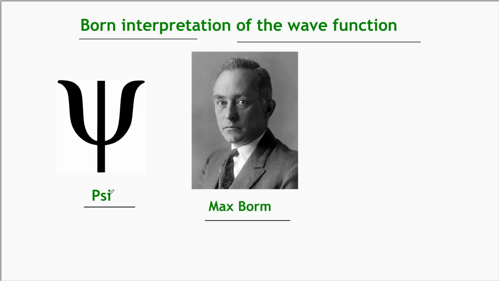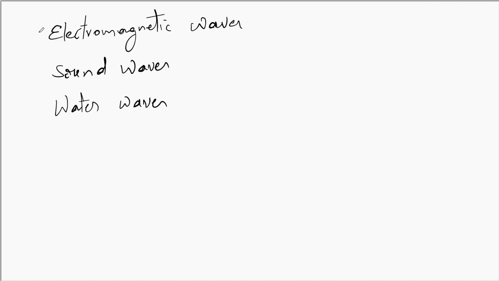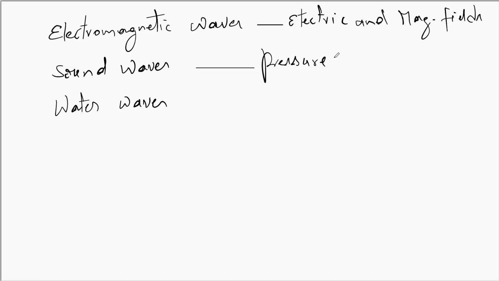In your previous classes, you have learned about the electromagnetic waves, the sound waves, and the water waves. Between these three waves, there is a commonality. The commonality is a physical quantity is varying with respect to time and space. In the case of electromagnetic waves, the physical quantity is electric and magnetic fields. They change with respect to time and space. In the case of sound waves, it is the pressure that changes from point to point in space and time. In the case of water waves, it is the rotation of the water molecules that establishes the water waves.